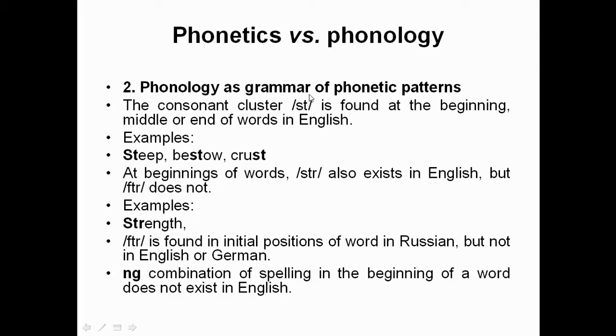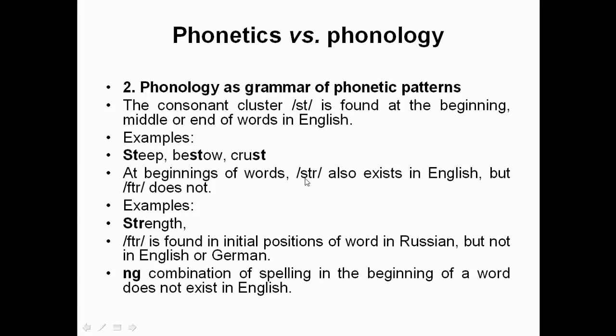Okay, so we are talking about this consonant cluster, s and t. It is found at the beginning, middle or end of the word. For example, look at the word steep, st in the beginning, bestow, st in the middle, crust, st in the final position. So this combination is quite natural in the sound system of English; the phonology of English allows this combination to occur anywhere, in the beginning, in the middle or in the final position.